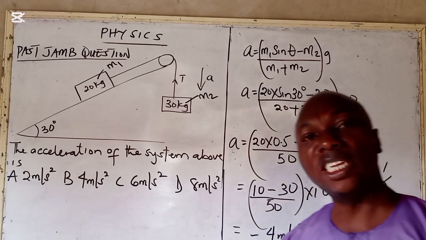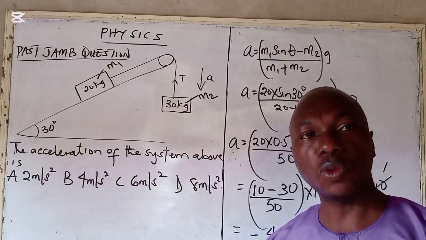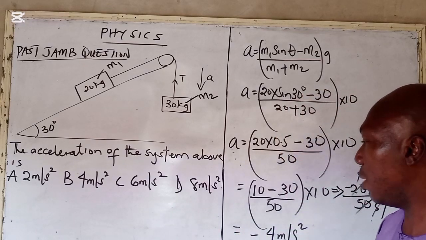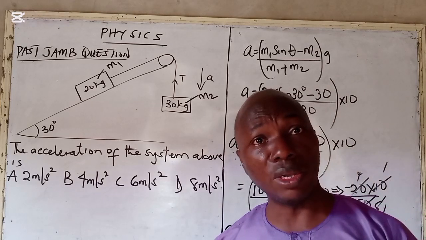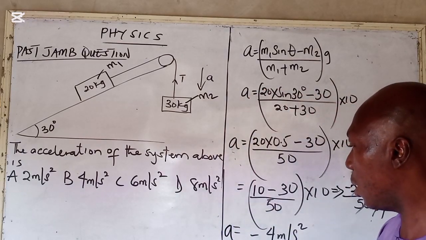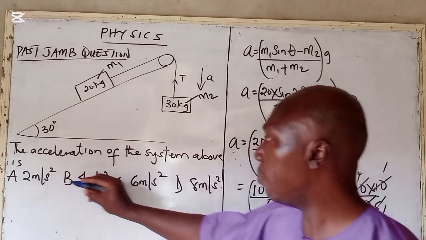I'm the one that introduced this formula in order not to confuse my students. So once they get the acceleration to be minus 4, since it's an OBJ question, they can conclude that the acceleration is 4 meters per second squared. And that will give you 4.